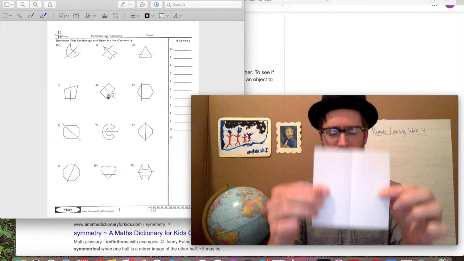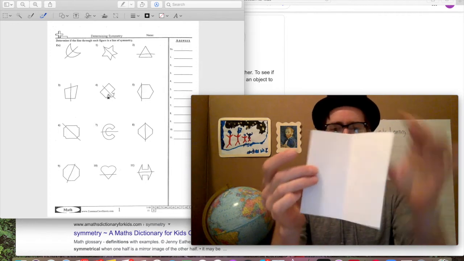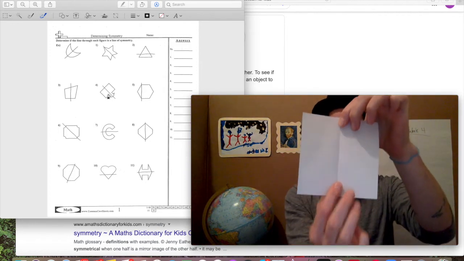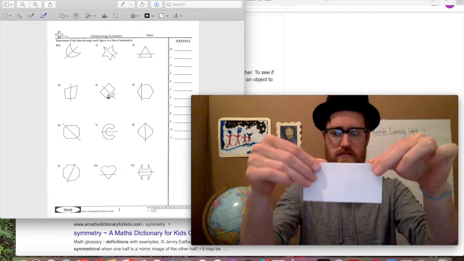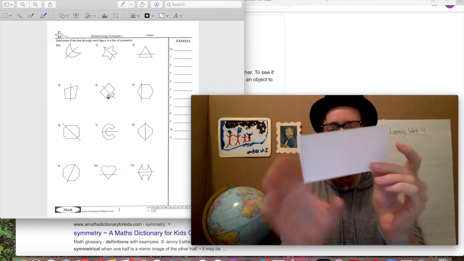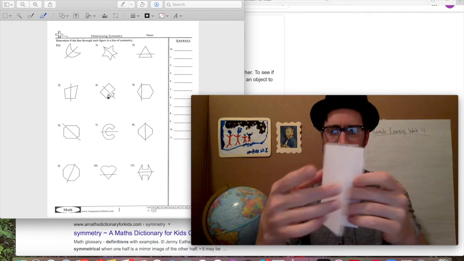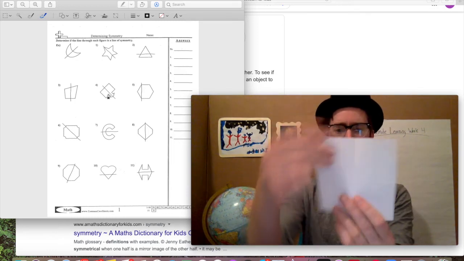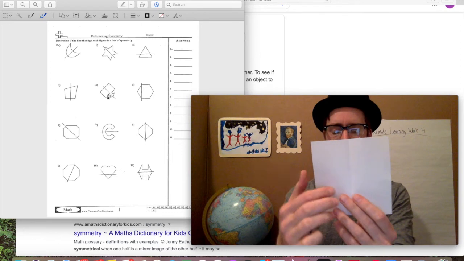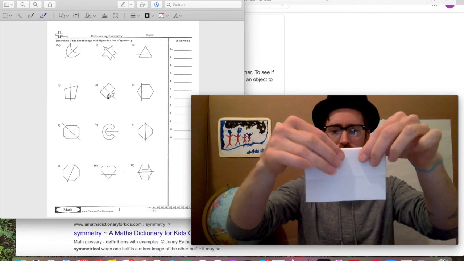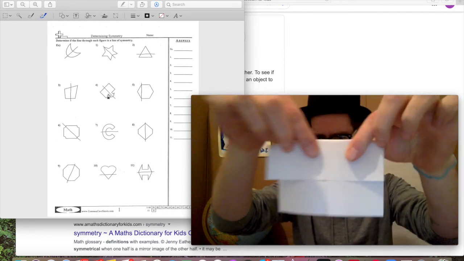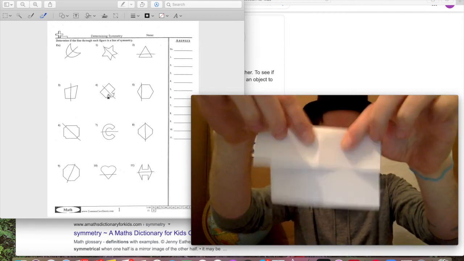Now, I have a square. If I have my line of symmetry, a line down the middle, and if I fold it on that line, all the sides match up, so that would be a line of symmetry. If my line wasn't in the middle, if it was, say, a third of the way down, and I folded it, it wouldn't match up evenly, so that would not be a line of symmetry.